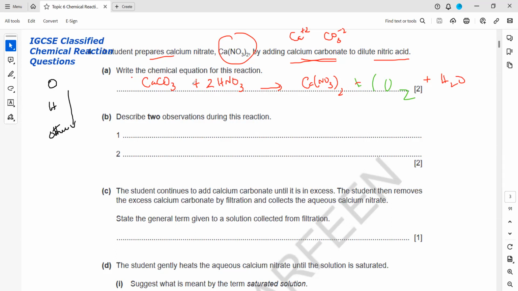So when we start with oxygen, we have 3 and 3 before putting this 2. Here 3 multiplied by 2 is 6, 7, 8, and 9. So what we can do, if we put 2 here, then this will be balanced.